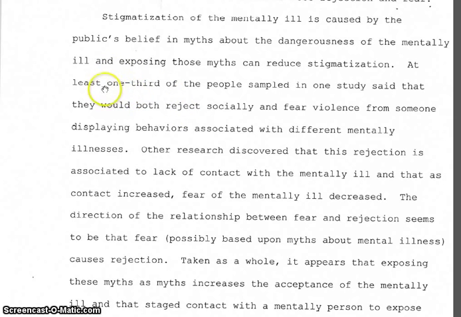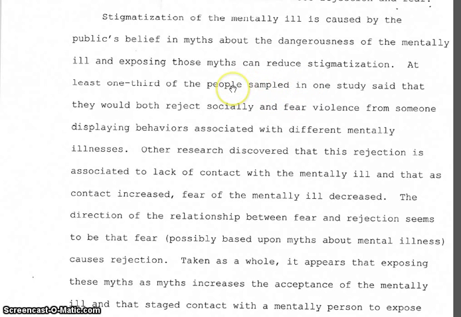So in this case, we know at least 1/3, which, why is it at least 1/3? We would expect to have a more specific number than that. But then also, we don't know how many people were sampled in this study. So are we talking about a sample of 50 people? Are we talking about a sample of 5,000 people? So this is really problematic.